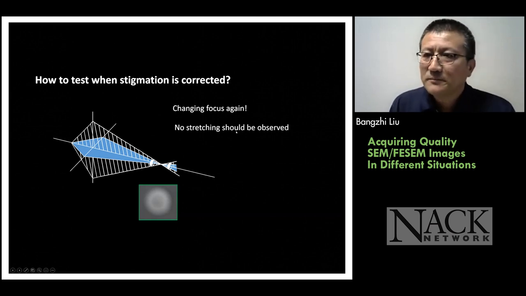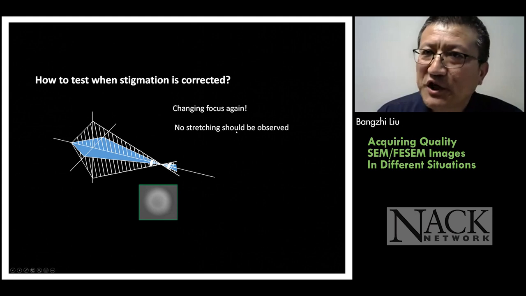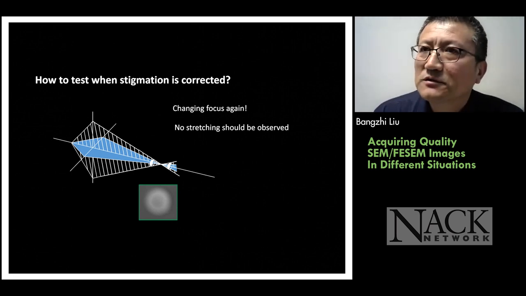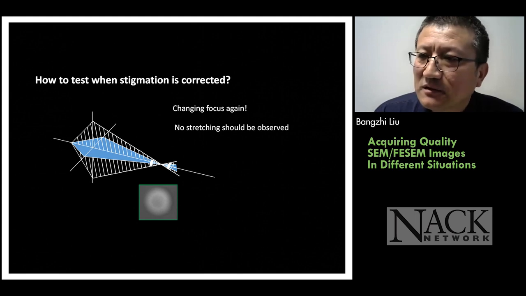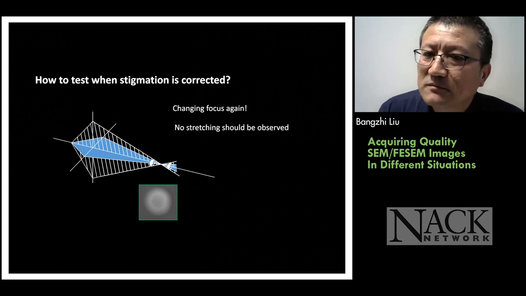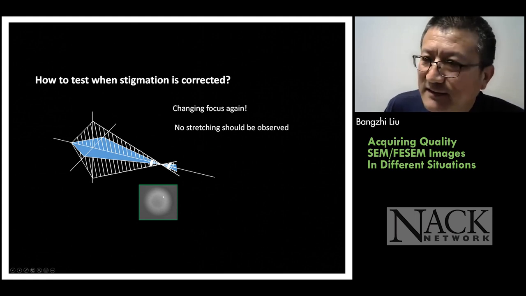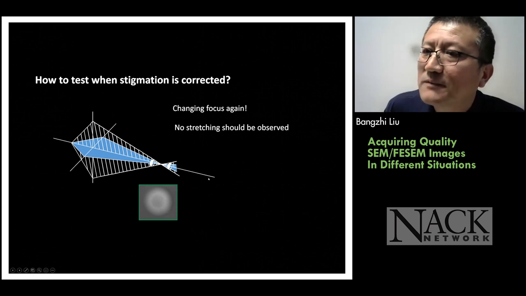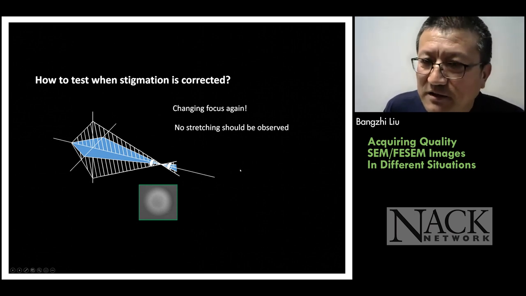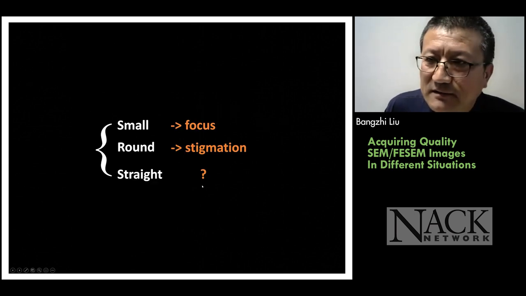But now, when you change focus, if the image changes shape, then you know you have a problem. You need to correct it. Then you change focus, then you change the X, Y stigmation, then you cross again. Eventually you will get this. That's how we know we have changed to the correct stigmation. Okay, so that's the stigmation.